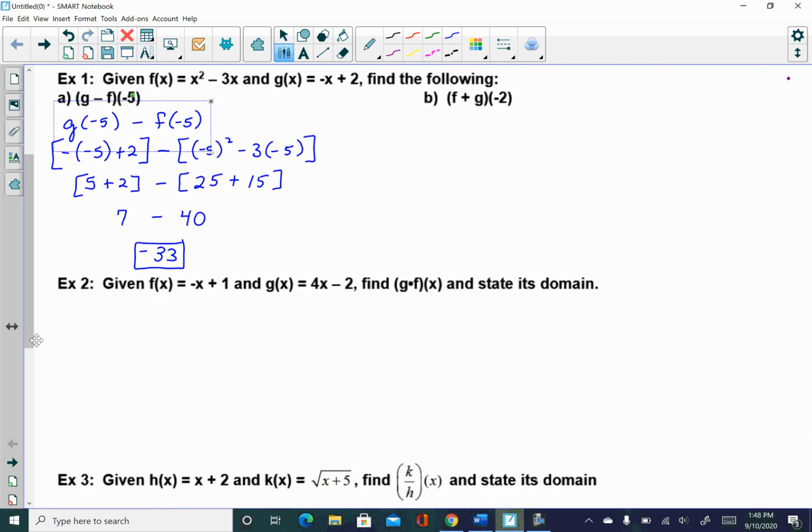All right, let's definitely now start. We'll step it up a notch here in example 2. Not just a tiny notch. So here in example 2, you're again given two functions, f of x and g of x. The first one here, they want us to find g times f of x and state its domain. Okay, so let's go ahead and establish from the beginning the domain of f of x and g of x.